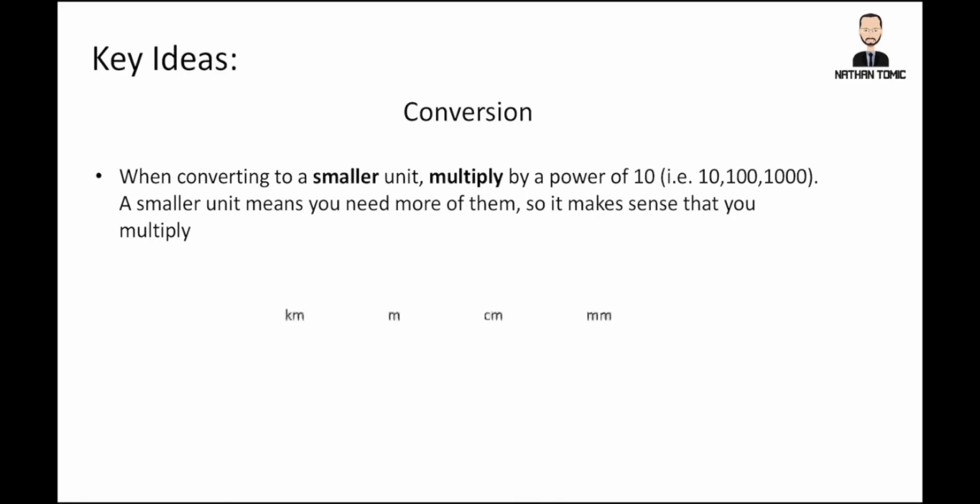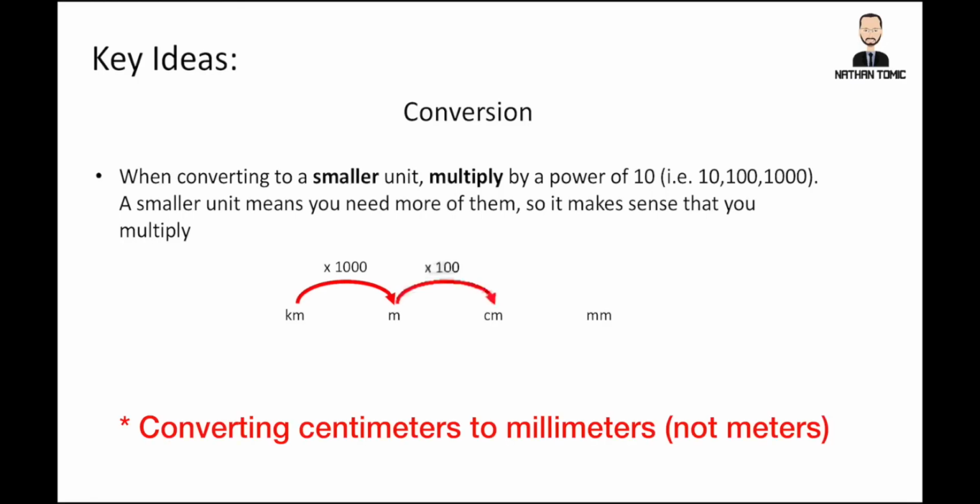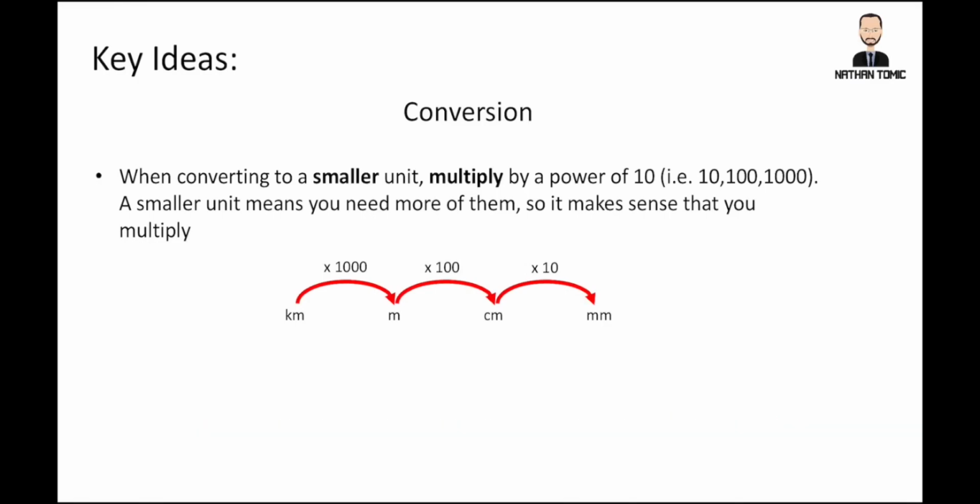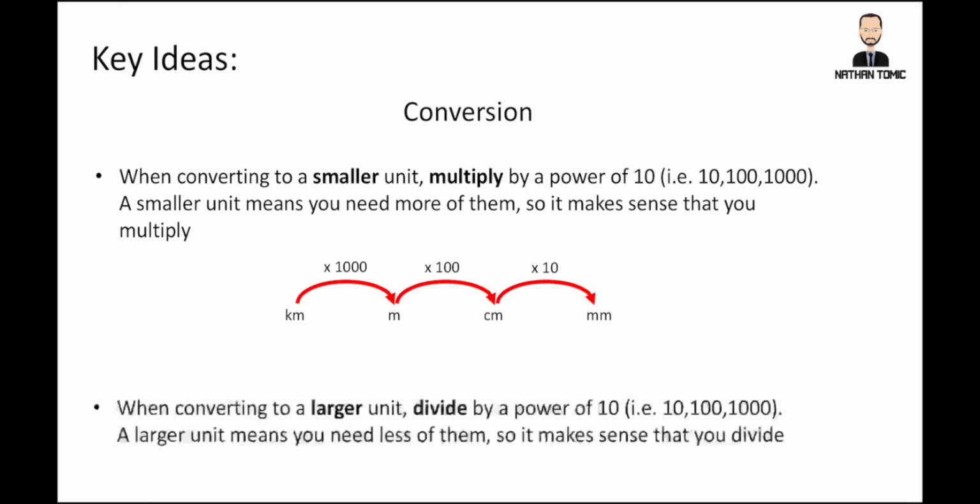So here we have our kilometers, meters, centimeters, and millimeters in order from largest to smallest, left to right. And we can see how that conversion happens. So if we want to go from kilometers to meters, we will multiply the number by 1,000 because there are 1,000 meters in a kilometer. From meters to centimeters, we multiply by 100. And from centimeters to millimeters, we multiply by 10. So we can see a clear multiplication by powers of 10 if we want to go from a larger unit to a smaller unit.